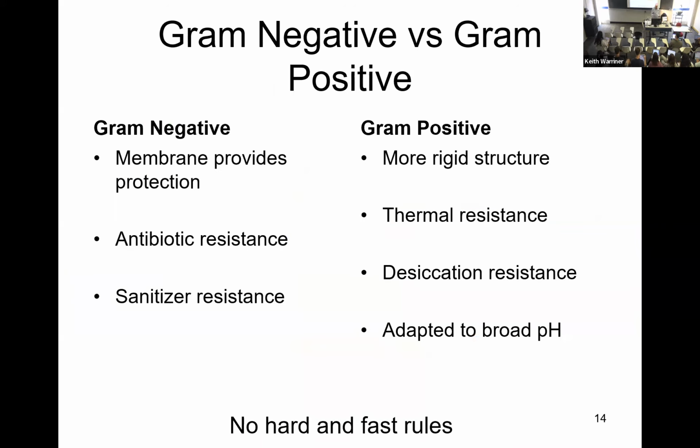Now, as we talked about with the gram reaction, the membrane protection is very significant when it comes to sanitizers and antibiotics. Whereas the gram-positives tend to be more stable. They'll literally live on the surface. They'll be thermally resistant, desiccation resistant, and things like that.